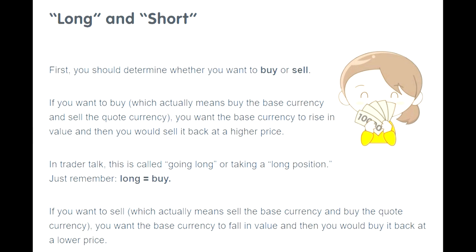So, in order for you to trade successfully, you need to be able to determine when to go long or go short. So, when trading, we have the long and short positions. Okay, going long means buying, and going short means selling. So, if you want to buy, this actually means that you are buying the base currency and waiting for the quote currency, because when you buy one currency, you sell another currency.